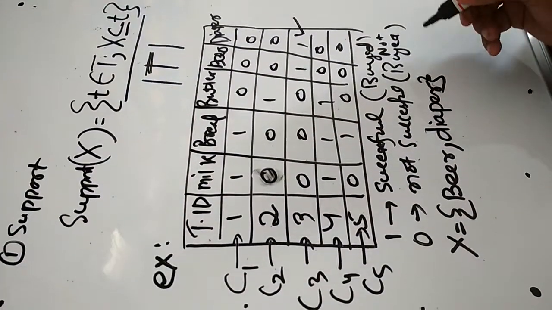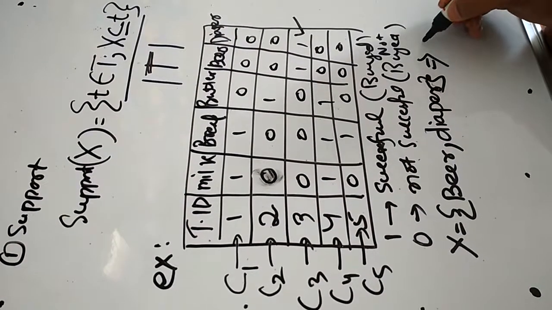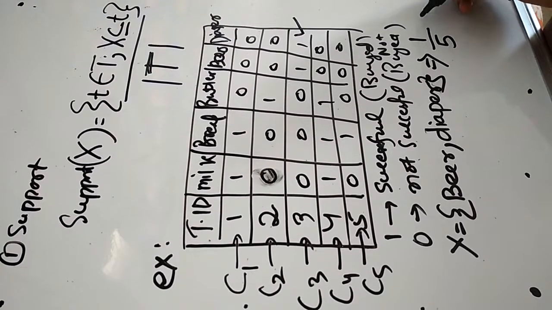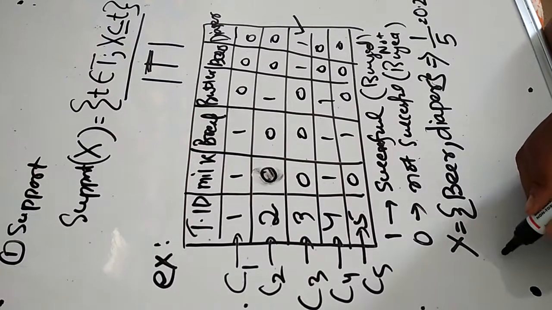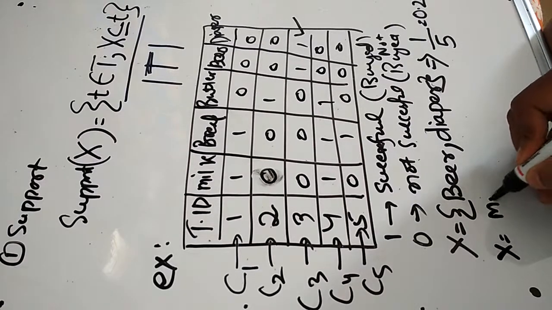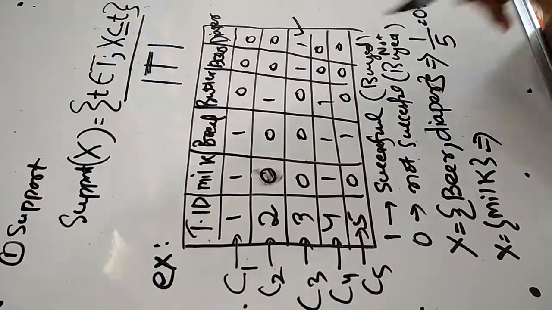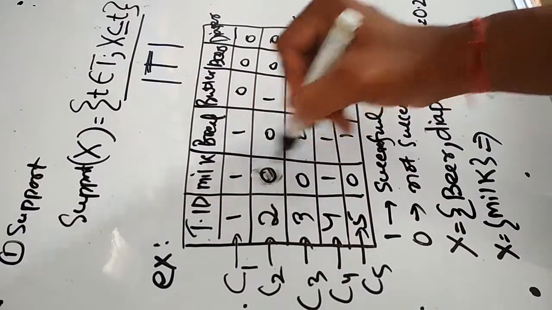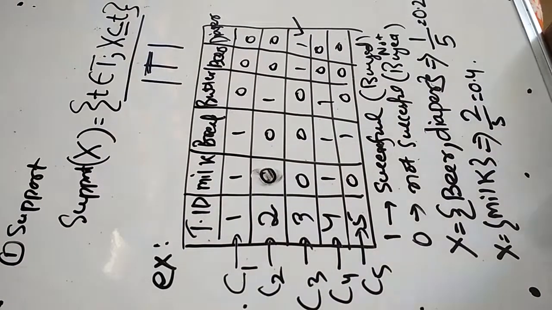So how many transactions are there? The value of T will be 5. So the value of support will be 1 by 5, that will be 0.2. Suppose the value of X is only milk. Then only milk, you can see 2 times milk are there. Milk 1 and 2, then 2 by 5, that will be 0.4.